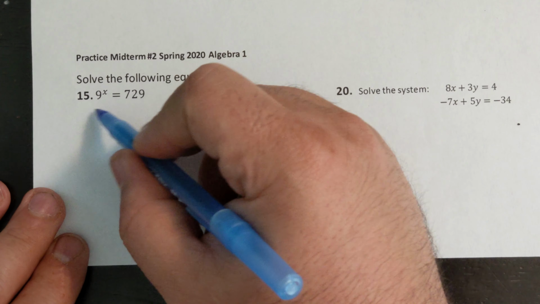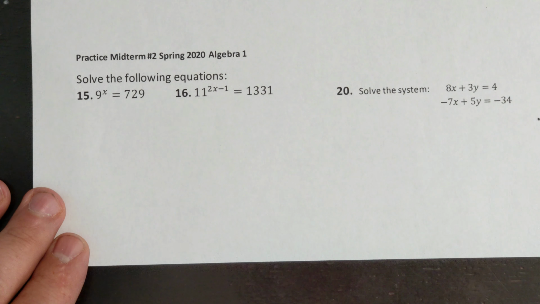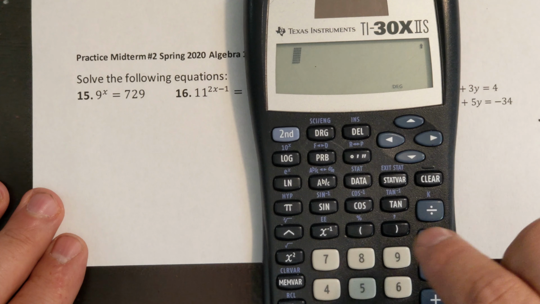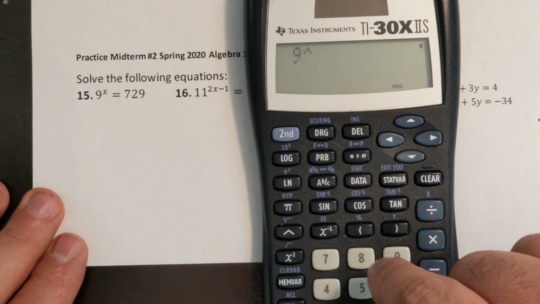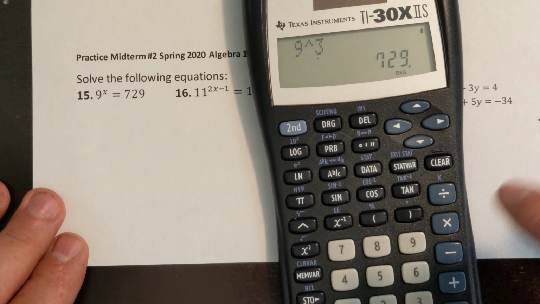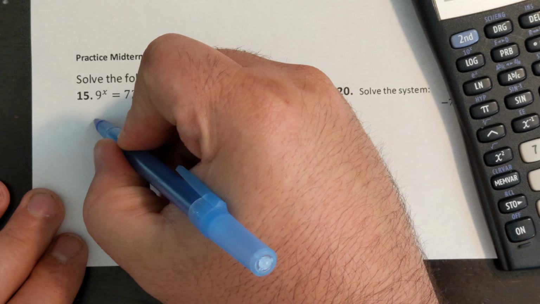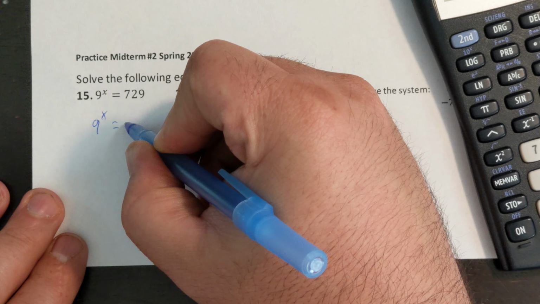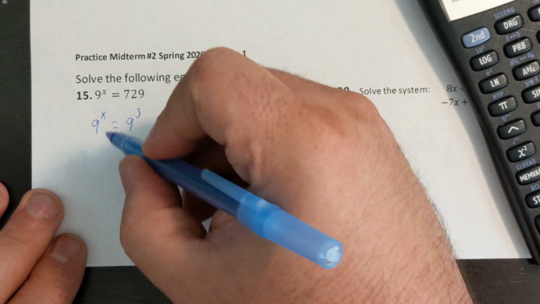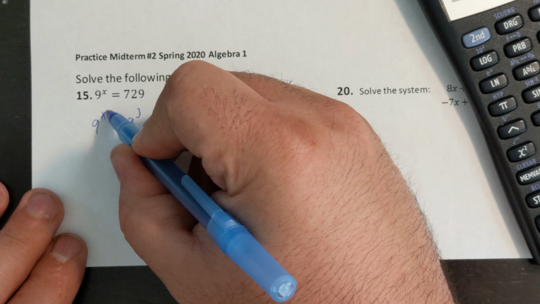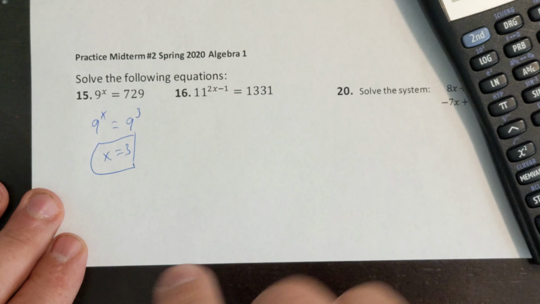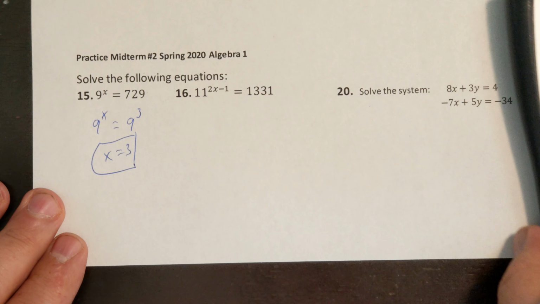Number 15, you want to have the same base, so you can try in the calculator and see if you can find 9 to something, make 729. So 9 to the 3rd. Hey, that worked. All right, cool. So that means that on the left side, it's 9 to the x, and on the right side, it's 9 to the 3rd power, which is the same thing as 729. Now that you have the same base, make the exponents equal to each other. If you need to do anything, solve it. But for us, that's done.